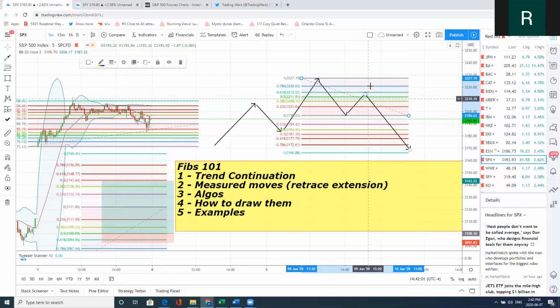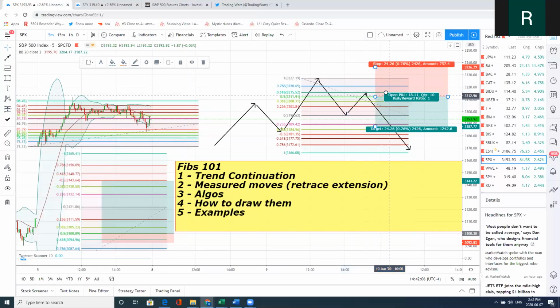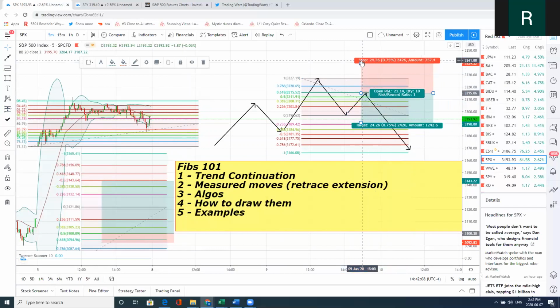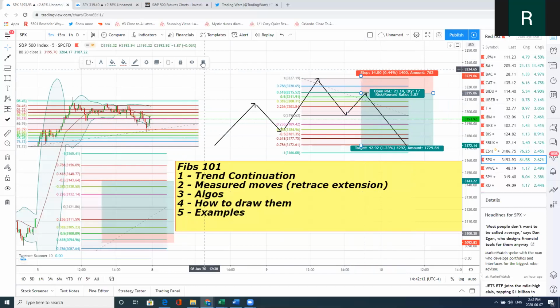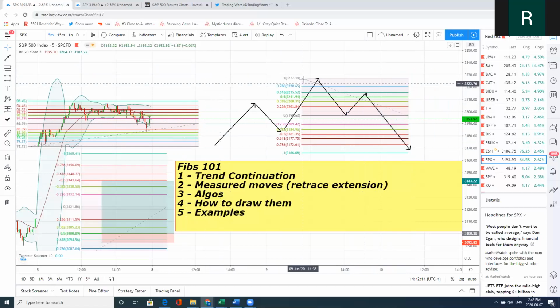So we would look for an entry here and do the same thing. But in this case, we would short. So we'd enter here with a stop above the swing high, and we would take it to these targets. Okay? So that's Fibs in a nutshell.